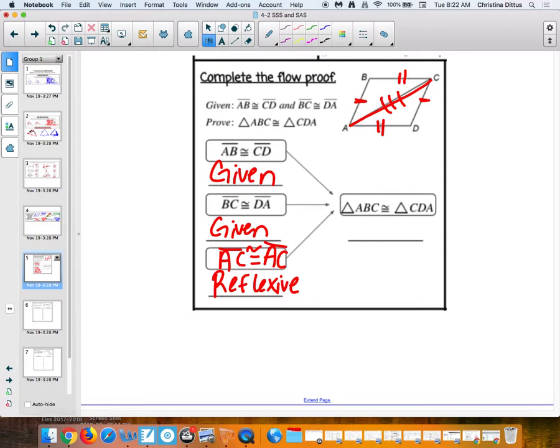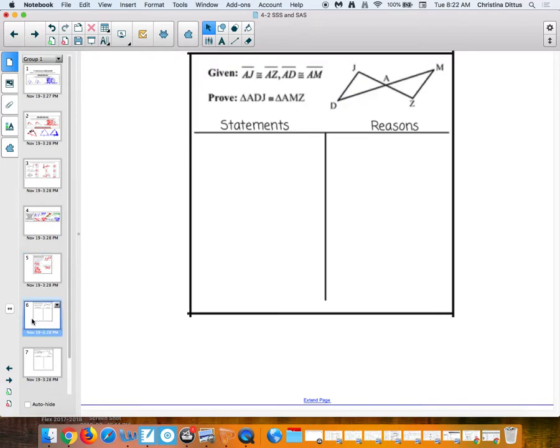Okay. I got SSS, right? On my sides. I can say my triangles are congruent by SSS. They're equal. So you're either going to try to get SSS or SAS in these proofs, okay? Next one. What should I do first?